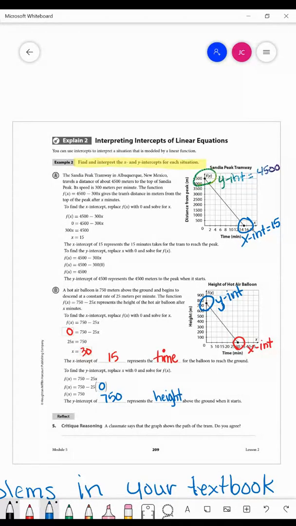So we'll do the same thing with the hot air balloon. We're going to set the 0 equal to the equation that they gave us, solve for x, and we get 30. And if you notice, that's where the x-intercept is, and our y-intercept is at 750. If we put 0 in for x here, we get 750, and that's the height. Sorry. That was the height of the air balloon when it was still in the air. 30 minutes is how long it took to descend, to reach the ground.